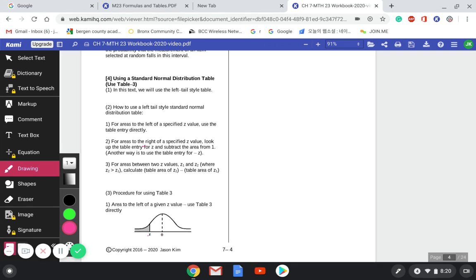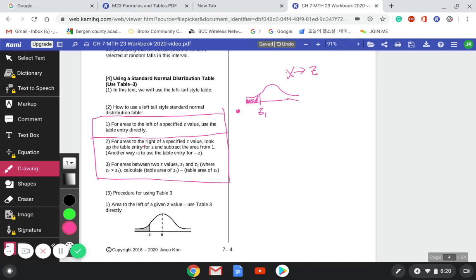So there are two major cases, actually 3 major cases, that you have to be acquainted with. One is looking for the area on the left side of the normal curve. So if they want to find from the left side to z1, then all you have to do is translate the x value into a z value, and then go to table number 3 to look for the probability.